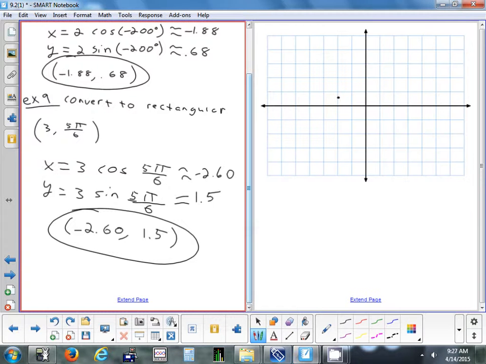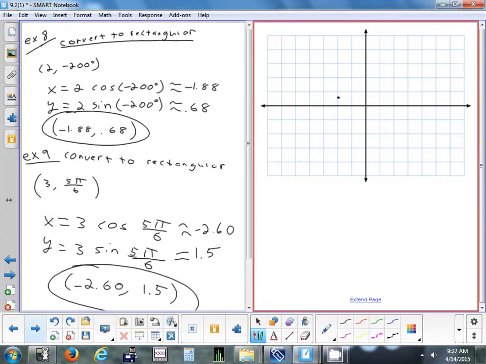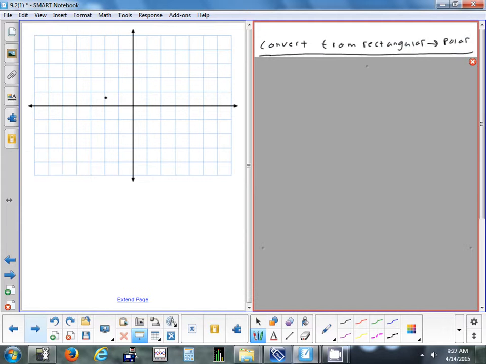All right, so what else do you think we're going to eventually learn how to do? If we can convert from polar to rectangular, what can we probably also do? Convert rectangular to polar? Yeah, we can change rectangular into polar. Right? And that's the next thing. And I think this will be the last thing for today.